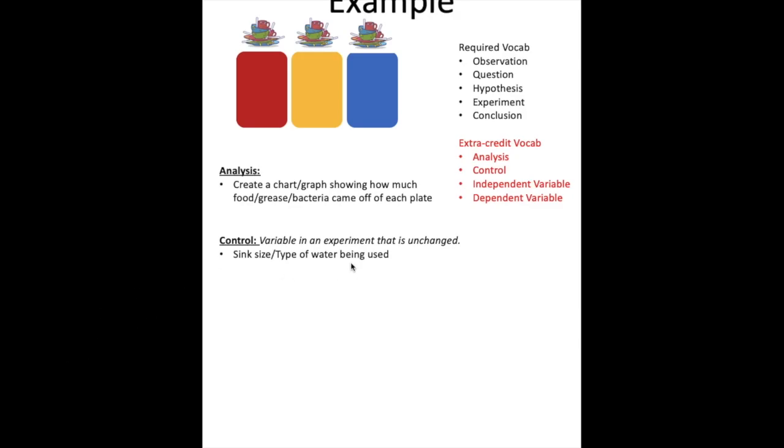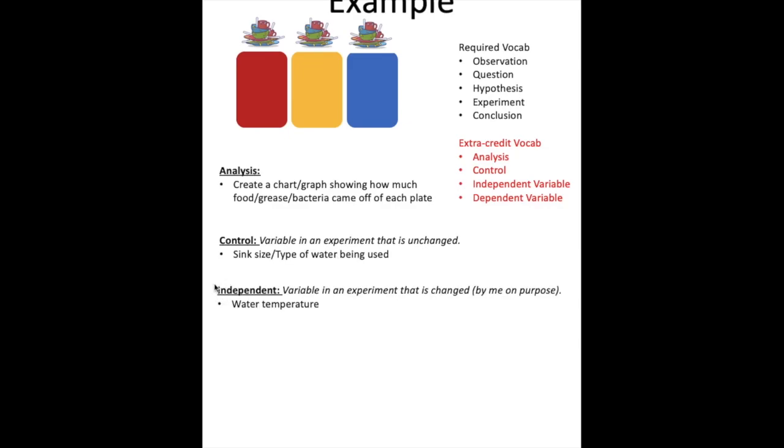Control, remember, this is the variable that's not changed. So the sink size, we didn't change that. The type of water being used, we could use tap, we could use whatever type of water, but that doesn't matter. While water is needed and a sink is needed, those two things we're not really touching, and that's not part of the experiment, but we need it.